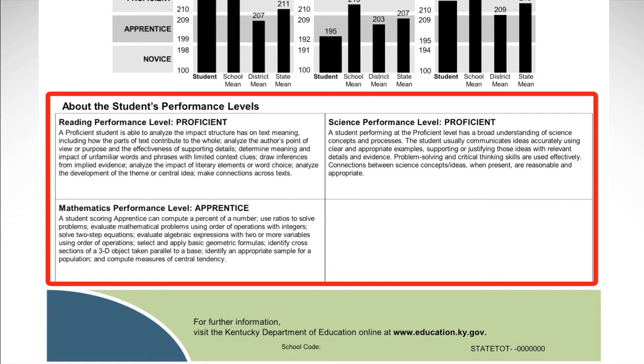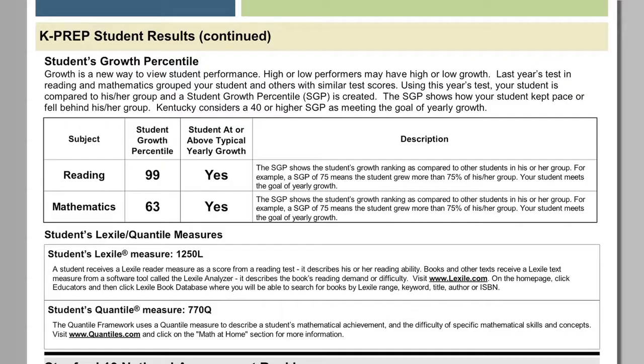In the next section, you get an explanation of your student's performance level in each subject area. What does it mean to be proficient in science? This will give you a better idea of your student's level of understanding in each subject area.